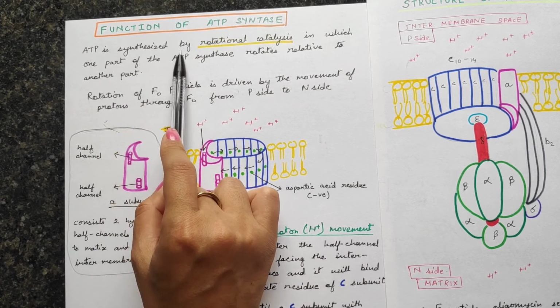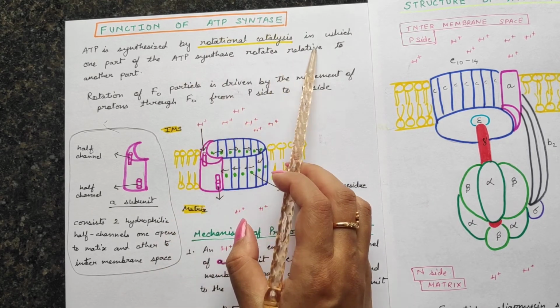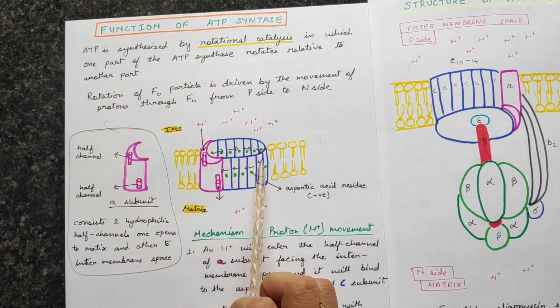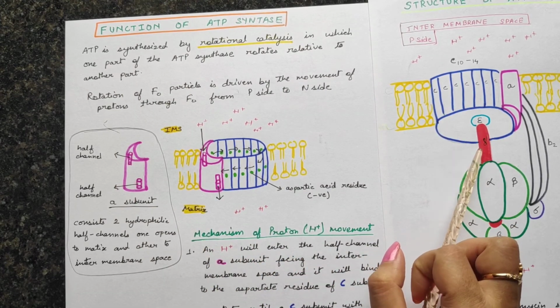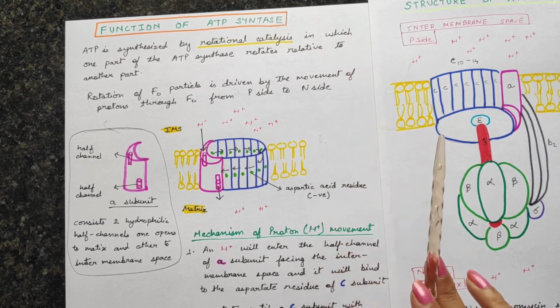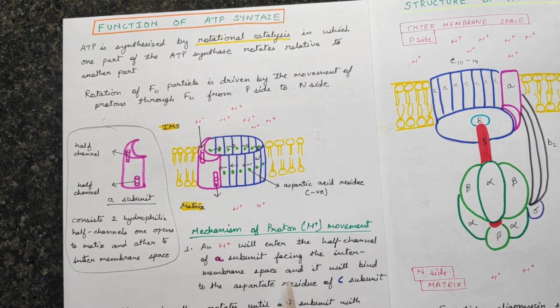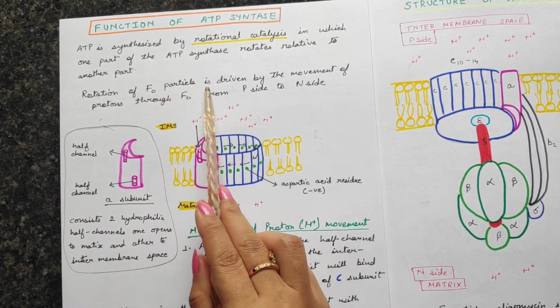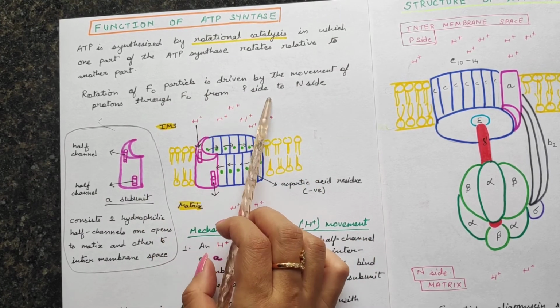Now ATP is synthesized by rotational catalysis, in which one part of the ATP synthase rotates relative to the other part. Which part is rotating? This part is rotating, this one. This C part is rotating along with this gamma subunit, and the relatively stationary part is this one, the F1 part, having the alpha and the beta subunits. Rotation of the F0 particle is driven by the movement of protons through F0 from the P side to the N side.